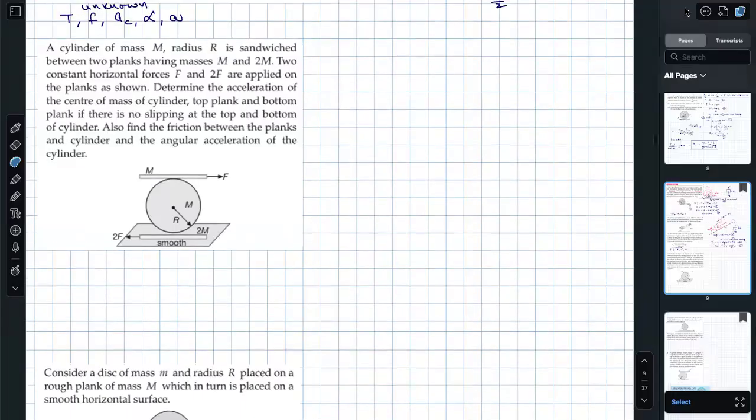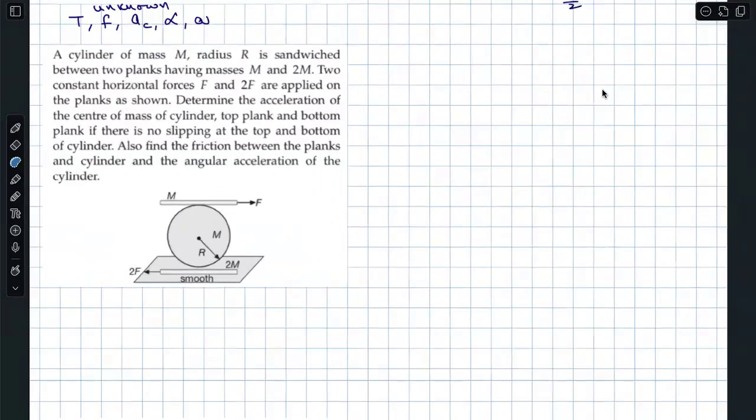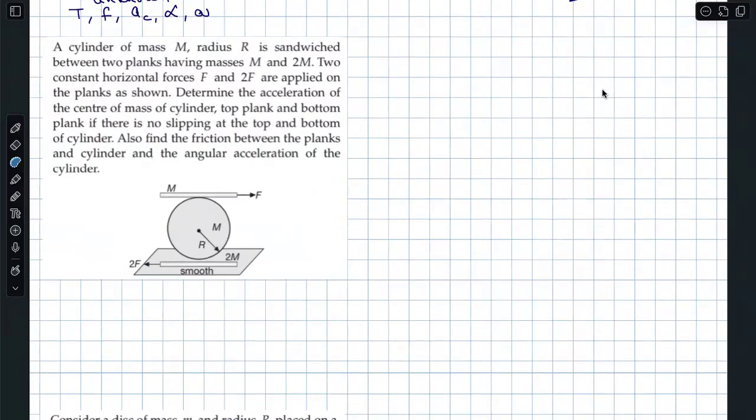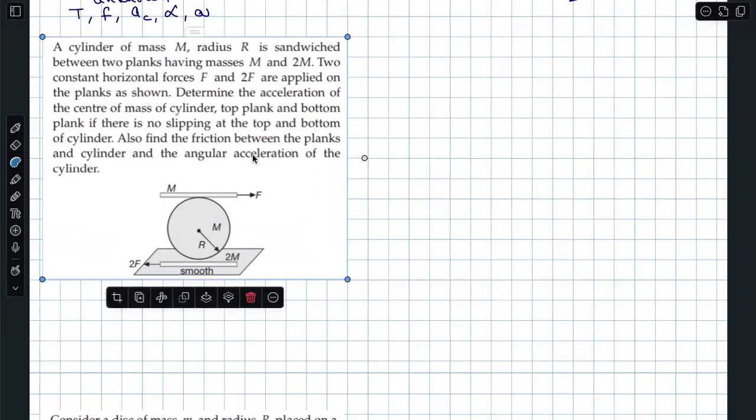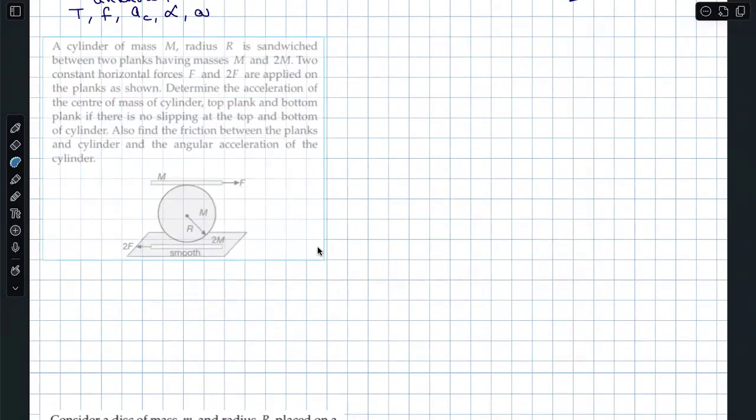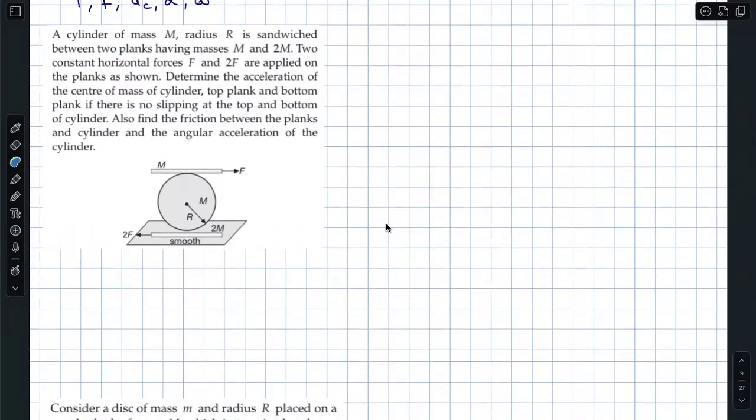So you have these options. Very good question, this one. Cylinder of mass M and R is sandwiched between, you can see the arrangement there. You have a smooth floor. Here it is a smooth floor. Don't forget that. Now please try to start from the top. Why I need to start from the top, you will come to know right now.